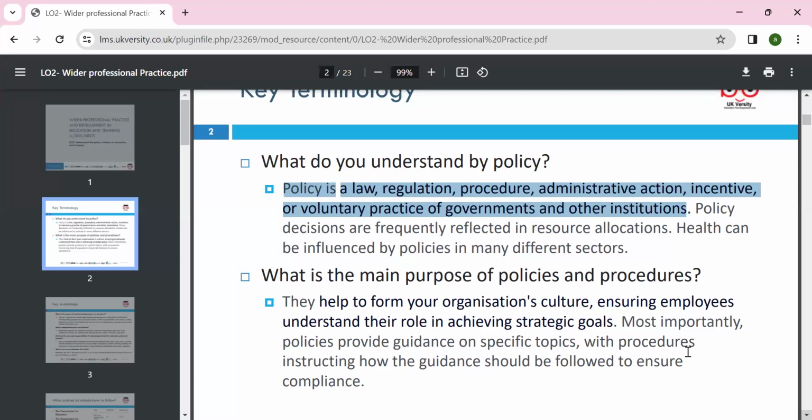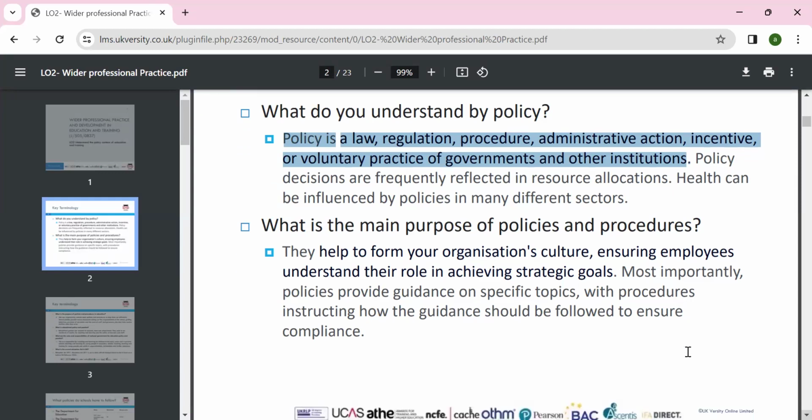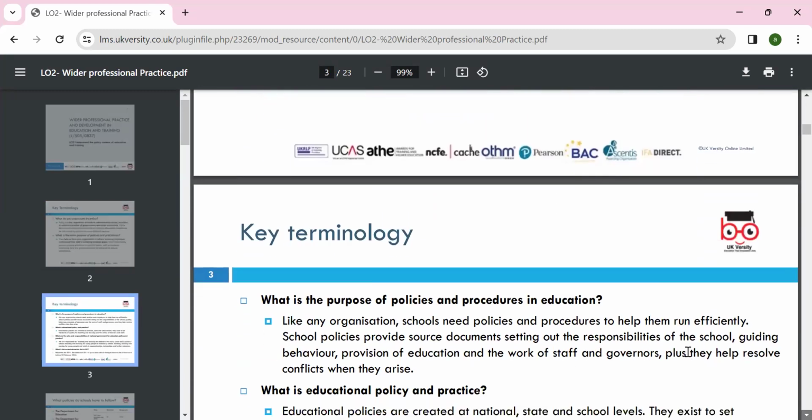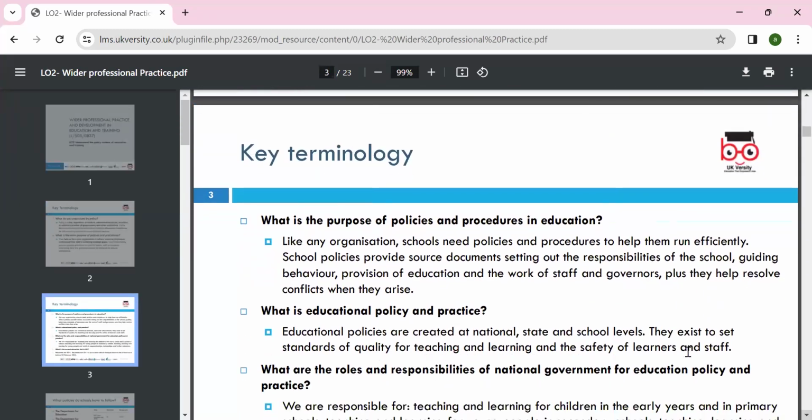So what is the main purpose of policies and procedures? Of course, we want to create a culture in our organization where people can clearly understand what their roles and responsibilities are, and what we're supposed to do within those compliance procedures. That helps create a healthy environment within our organization.